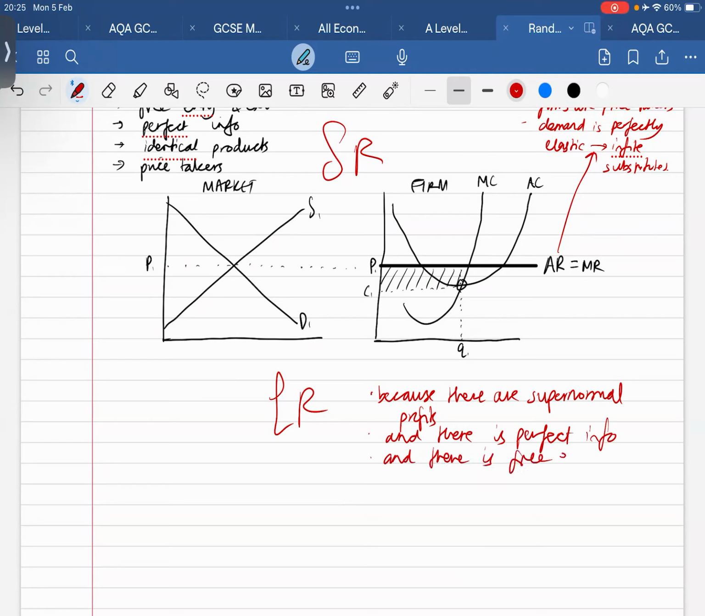So it's because of all of these things together, right? The supernormal profits, and there's also perfect information, which means that people can see this. And there's free entry, which means firms can just join in without any hassle. So then new firms would enter, right?